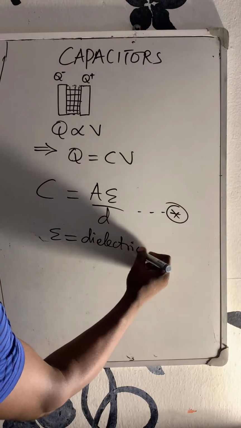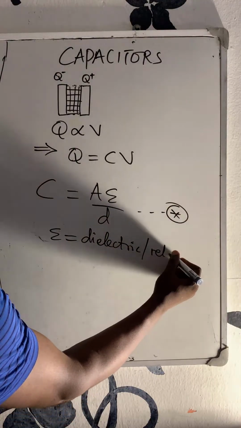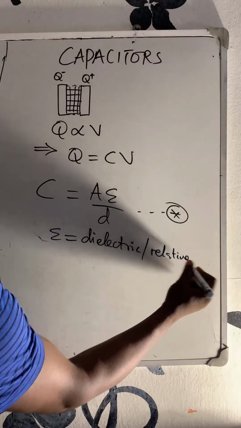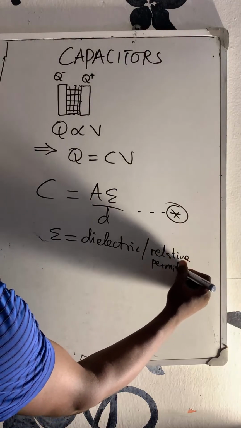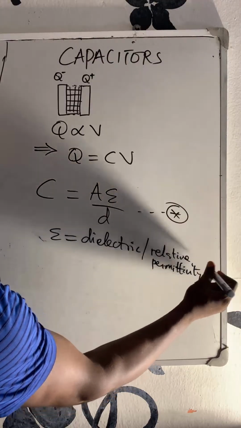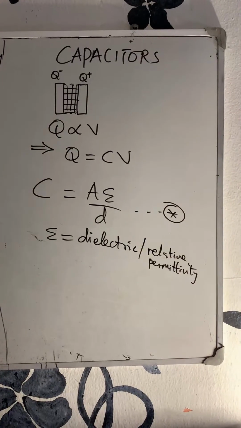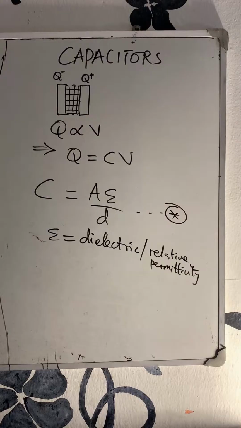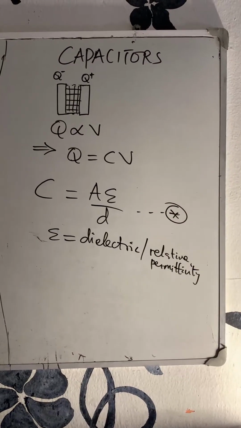Dielectric, or relative permittivity. By permittivity, we mean the ability of the electrical lines of force to pass through a substance. That is what permittivity is all about. So it is called dielectric or relative permittivity.